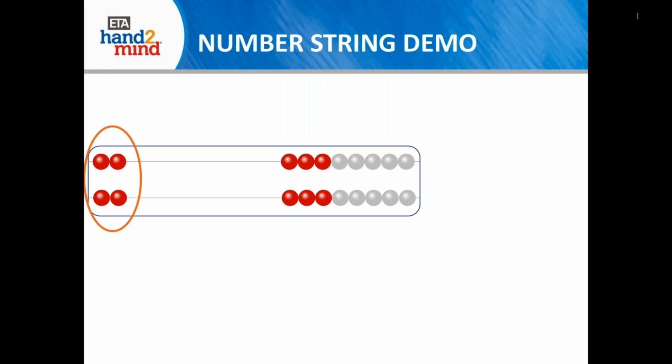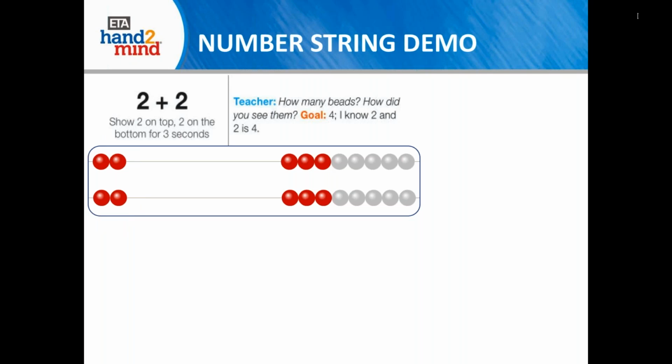So here's your problem for this first one. What is 2 plus 2? Take a few seconds. What I want to know is how many beads are there for a total and how did you see them? What you're hoping for in a number string is that your students will be able to come up with the answer of 4, but even more importantly, that they'll be able to explain that they know 2 plus 2 is a double strategy that equals 4.